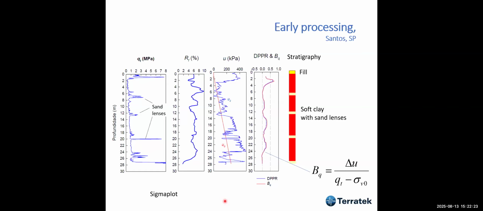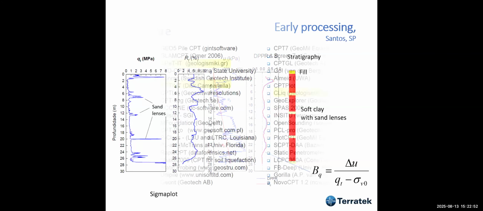And these sand lenses matter. In Santos, I did one of the tests there, of an embankment on wick drains, and the wick drains did not work in the end. Why? Because of a lot of sand grains and sand lenses. In the beginning, it was impossible to detect this with SPT.